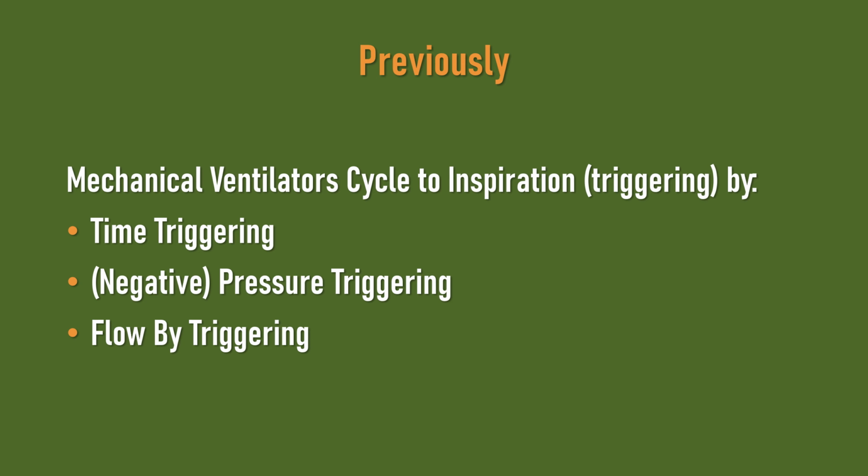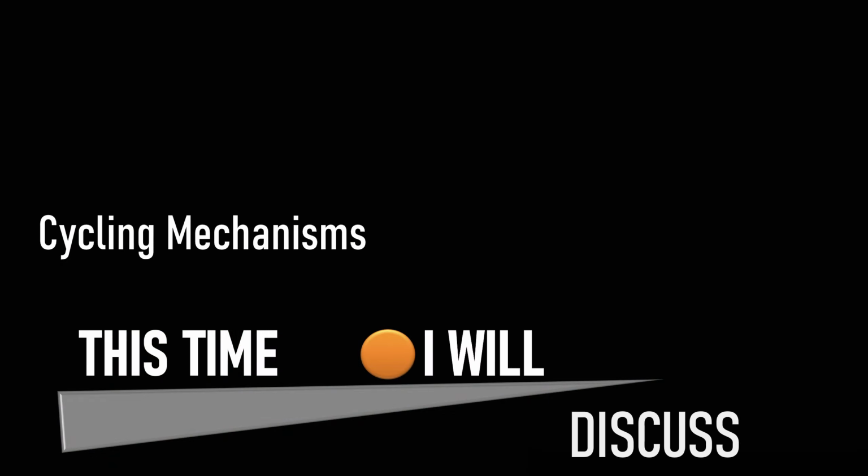Where the patient starts to interact with the ventilator, the trigger needs to respond to the patient's spontaneous efforts. And the original way ventilators were triggered was using negative pressure, but that has been supplanted by and large over the last 30 years with flow-by triggering. And that was explained extensively in the last tutorial. This time we're going to look at cycling mechanisms.